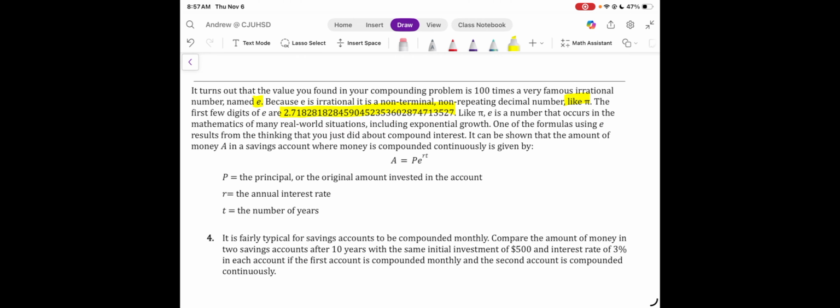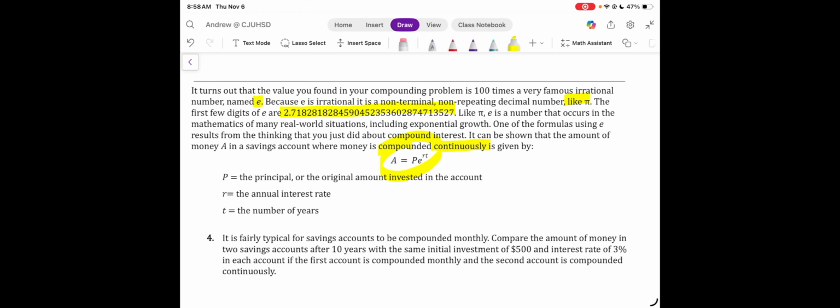It can be shown that the amount of money, A, in a savings account where the money is compounded continuously. So that's every fraction of every second and every fraction of a fraction you could think of. Just it's split into so many tiny little bits. You would think that would just go to infinity, but no, it stabilizes around a number, e.